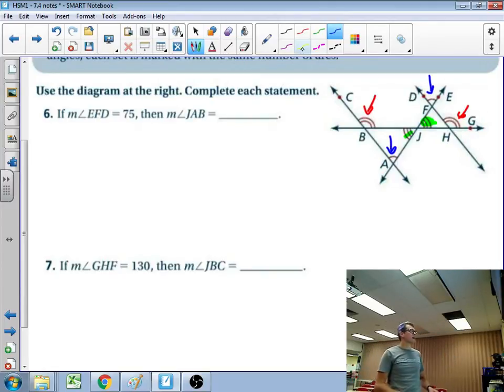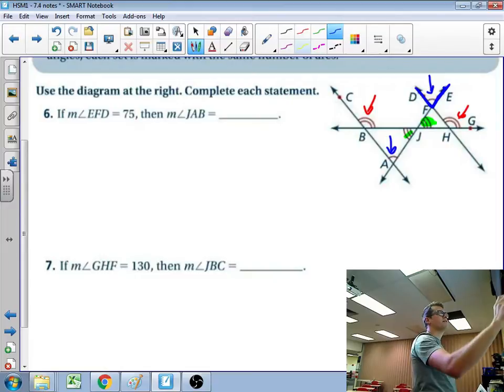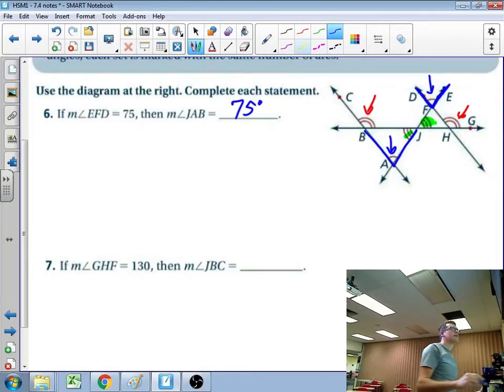So number 6 asks if EFD is 75. Well, EFD, let's identify where it is. It is right here. So the angle of EFD has 1 tick mark on it. Then what is the angle of JAB? So I find JAB, and I see that that angle also has 1 arc measure like notation on it. So I know that they are congruent and they must have exactly the same degree measure.